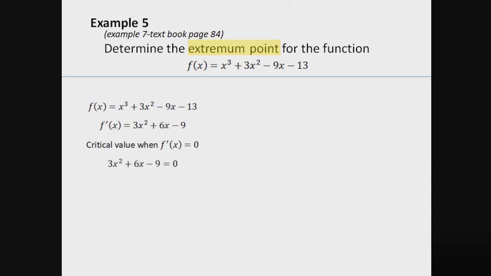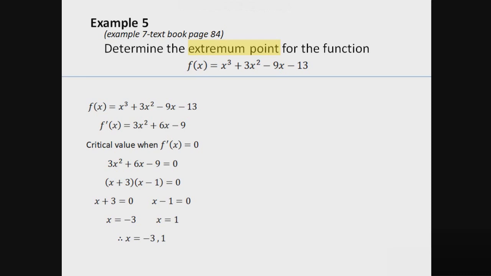So we factorize the derivative. Then we get x plus 3 in brackets times x minus 1 is equal to 0. Separating it, we get x plus 3 equal to 0 and x minus 1 equal to 0. So the value of x is equal to negative 3 and x is equal to 1. So we get the critical values as negative 3 and 1.